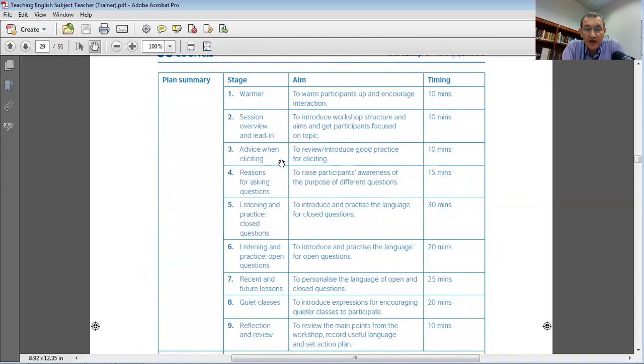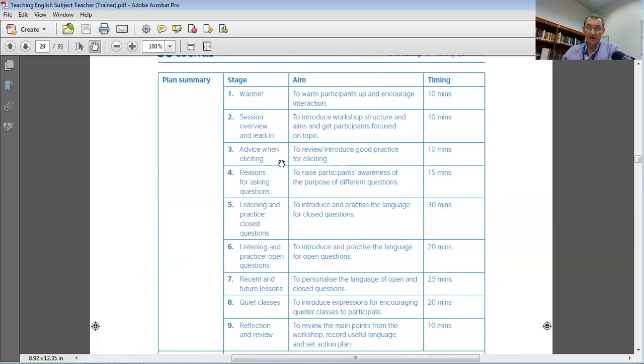Stage 5, closed questions. So these are questions to which the answer is yes or no. In this stage, and this is a long stage, 30 minutes, you will need to check any vocabulary you think will be difficult. Check that participants understand this beforehand. Then they will work in pairs to guess questions which fit the answers that they have. Then listen and check their answers, and then you, the trainer, will check their questions.